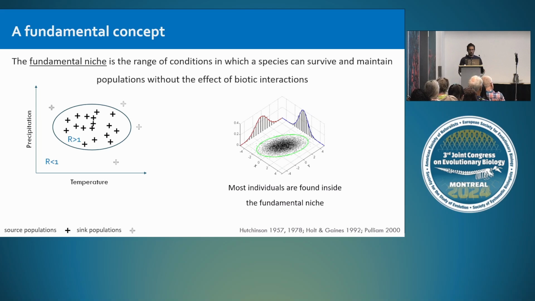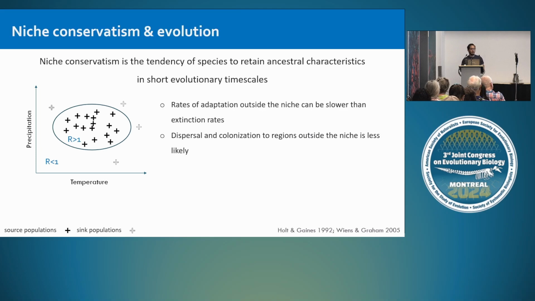And from this fact, which was shown by Holt and Gaines in 92, but also exploited by Pulliam in 2000, we can see that most individuals of a species will be found within the fundamental niche. This creates a bias, as Holt and Gaines pointed out, and this bias is probably one of the causes of niche conservatism. Basically, most individuals are already adapted to the conditions within the fundamental niche, and it takes longer just to establish populations outside these conditions.